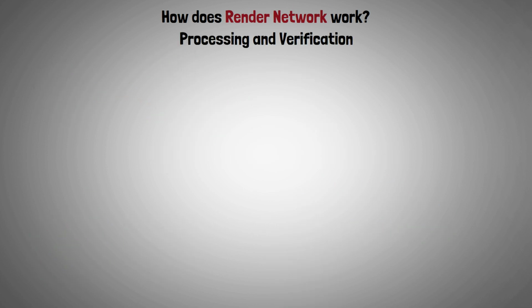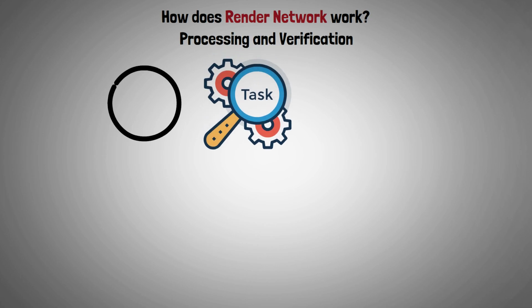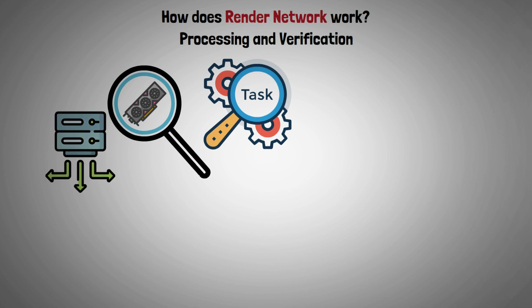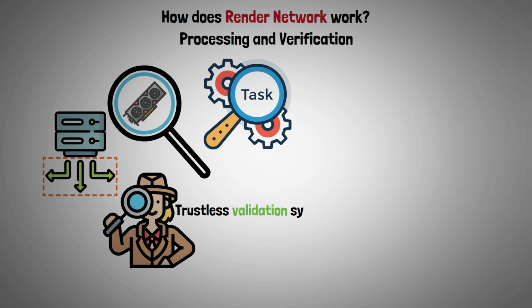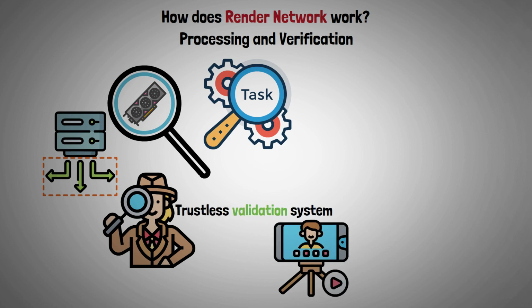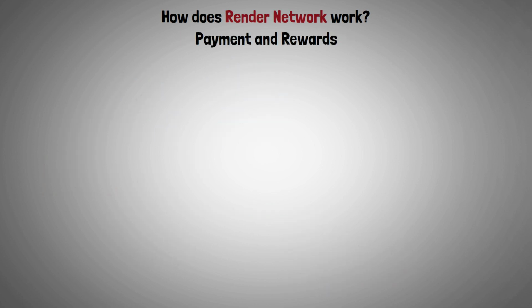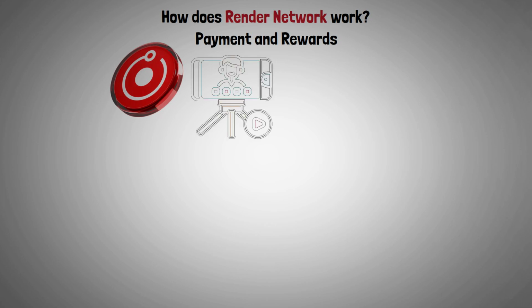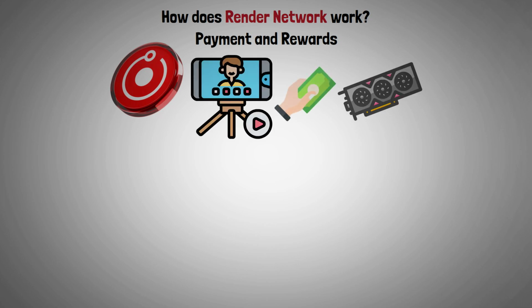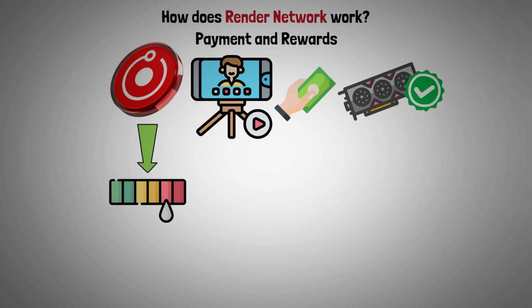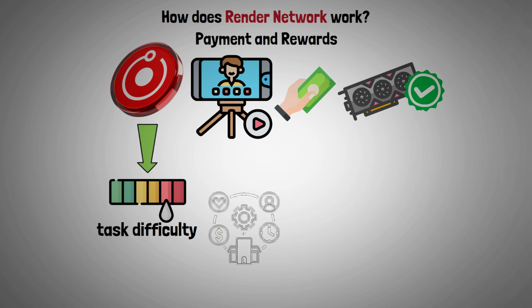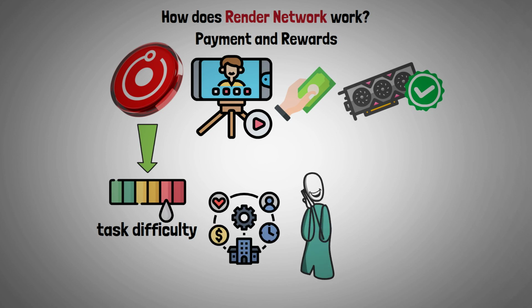Processing and verification. The assigned rendering tasks are processed by chosen GPU providers, who also produce the necessary outputs. These outputs are verified for accuracy and completeness by a trustless validation system, ensuring that content creators get high-quality outcomes. Payment and rewards. Render tokens are used by content producers to pay GPU providers after successful rendering and verification. Rewards are given out in accordance with the difficulty of the tasks completed and the resources contributed, encouraging participation.